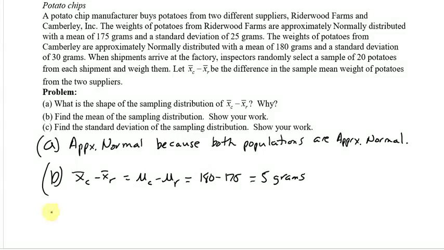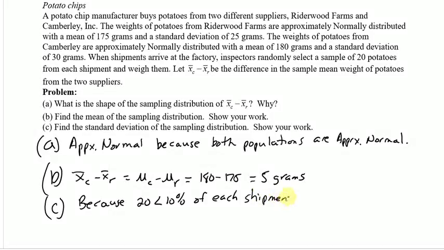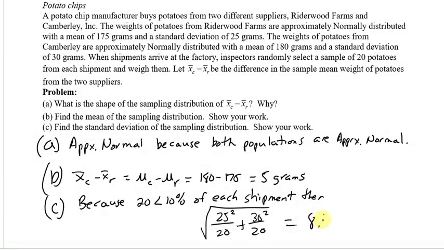And C, because 20 is certainly less than 10% of each shipment for both companies, then we can use the formula, the square root of 25 squared over 20 plus 30 squared over 20, is going to equal 8.73 grams. And that's all we have to do.